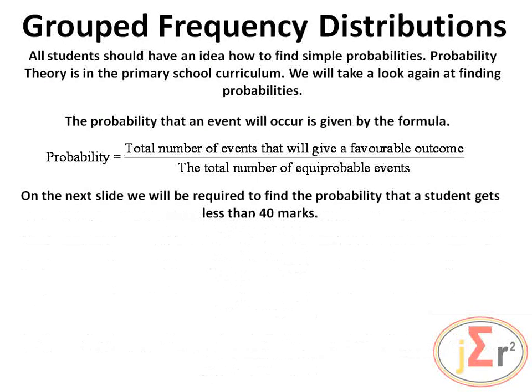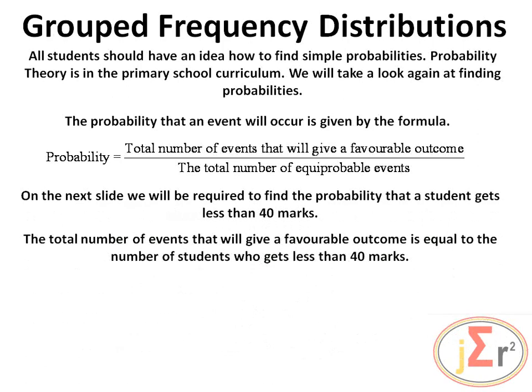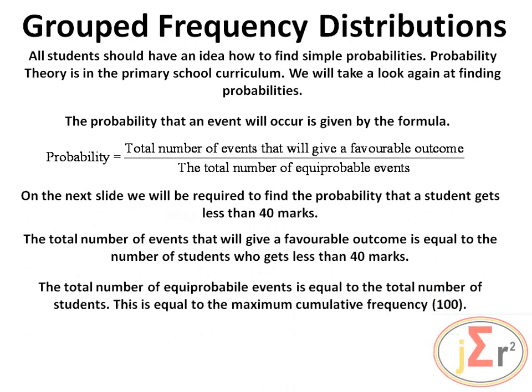On the next slide, we will be required to find the probability that a student gets less than 40 marks. The total number of events that will give a favorable outcome is equal to the number of students who get less than 40 marks. The total number of equiprobable events is equal to the total number of students overall. This is equal to the maximum cumulative frequency, which is 100.